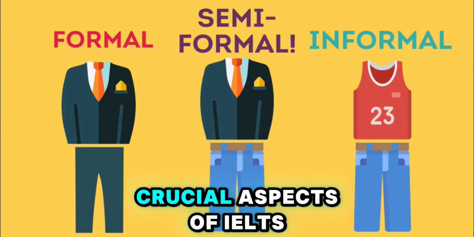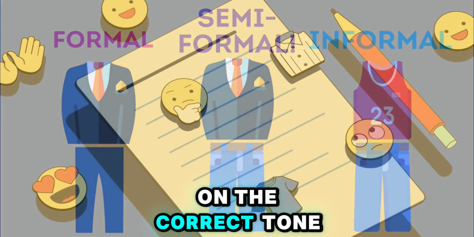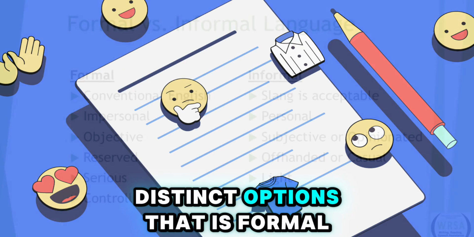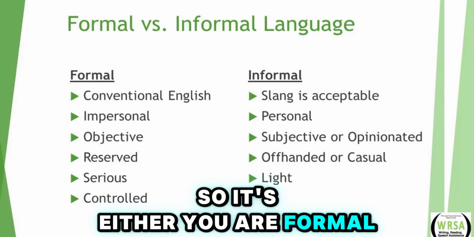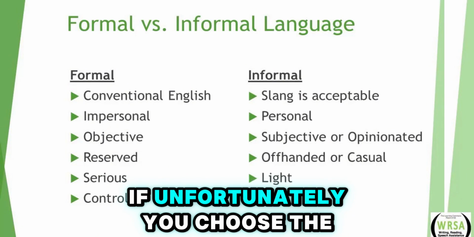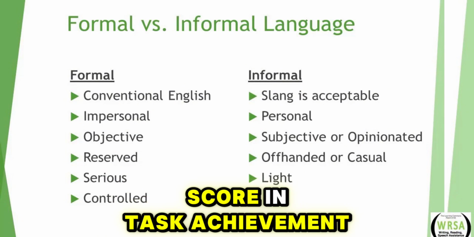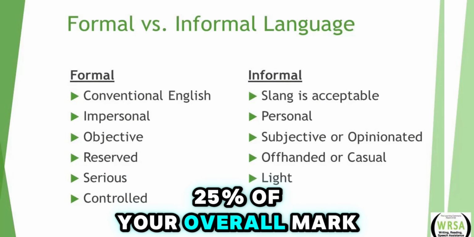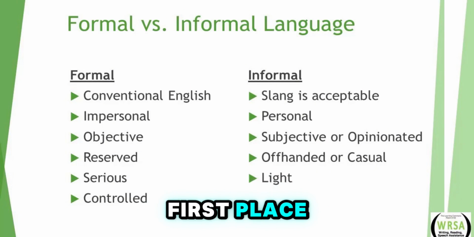Now, one of the most crucial aspects of IELTS letter writing is undoubtedly deciding on the correct tone of your letter. There are in fact two distinct options, that is formal and informal. So it's either you are formal or informal. If unfortunately you choose the incorrect tone, you might receive a low score in task achievement, which contributes to a substantial 25% of your overall mark. Having said that, let's ensure you get it right in the first place.